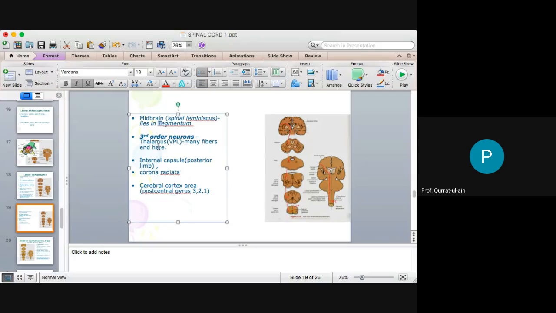These points are very important because they can be highlighted in the MCQs. Third order neurons are in the thalamus, and which nucleus of the thalamus? It's the VPL, the ventroposterolateral nucleus, and then they pass through the internal capsule and its posterior limb, and then through the corona radiata into the cerebral cortex, the postcentral gyrus, area 3, 1, 2.